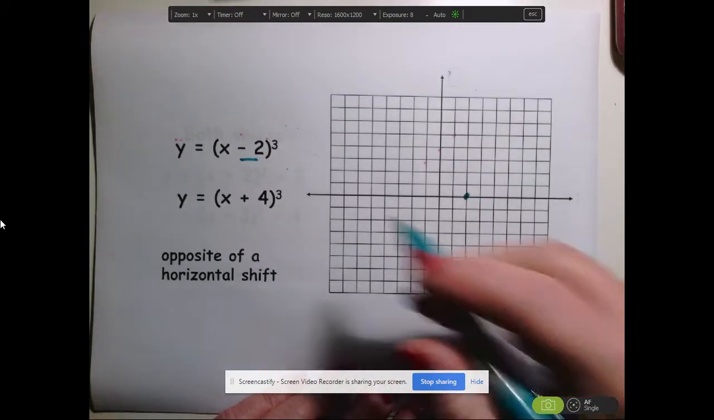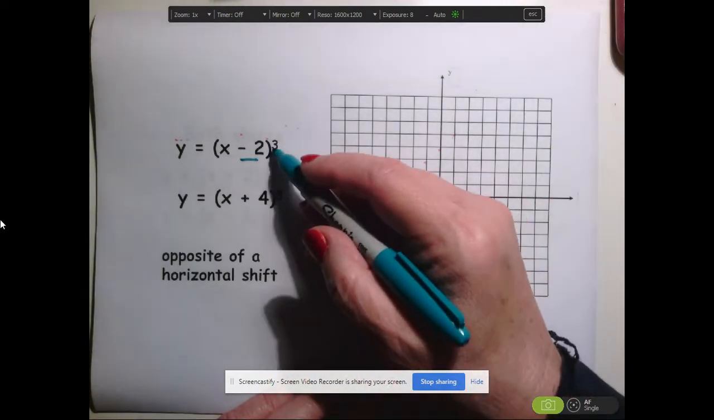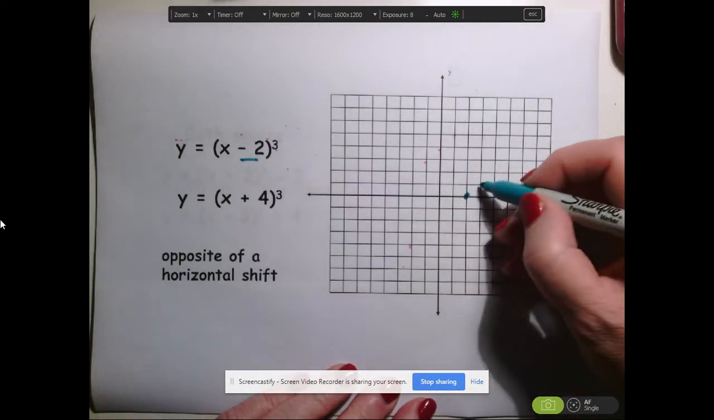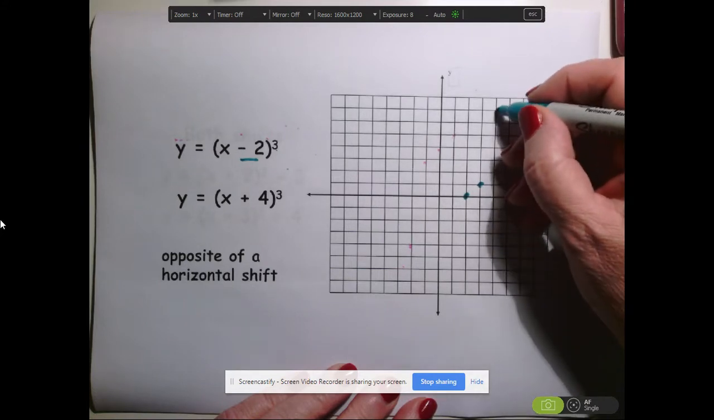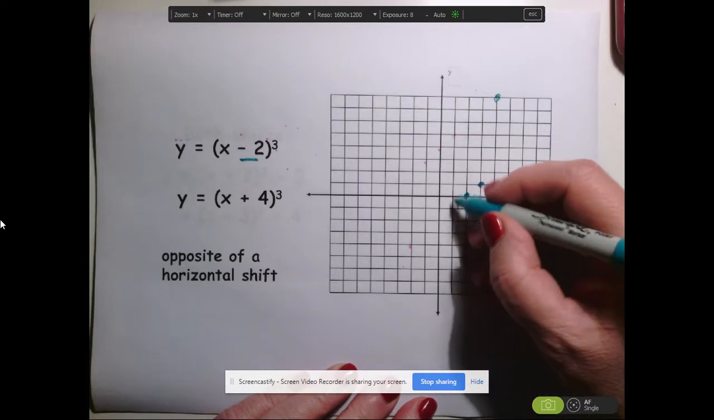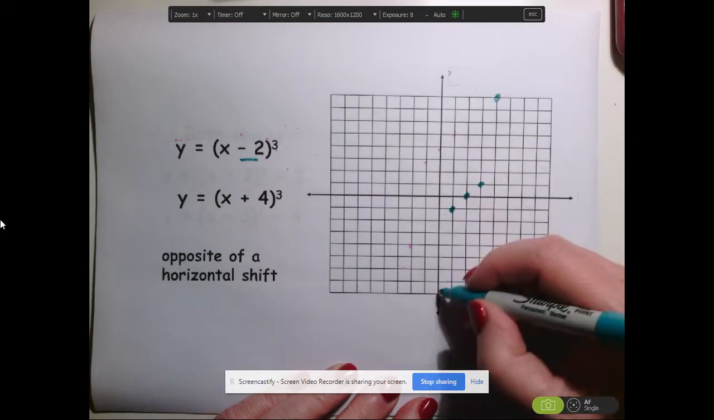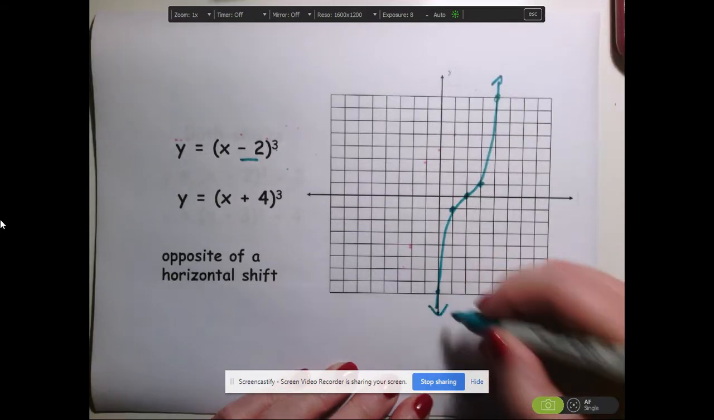And once again, it's a third degree function. So I'm a power of 3. So I'm going to go over 1, up 1, over 2, up 8. Let's say 1, 2, 3, 4, 5, 6, 7, 8. And I'll go over 1, down 1, and over 2, down 8. Draw my graph like that.